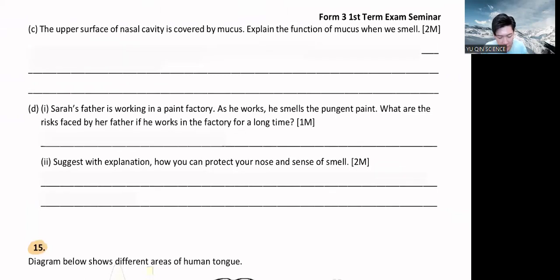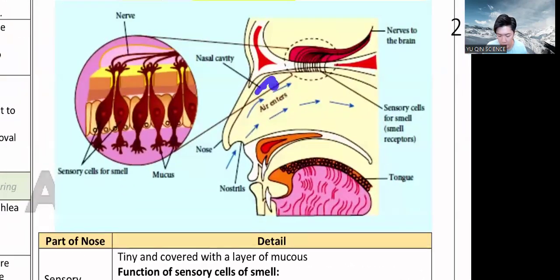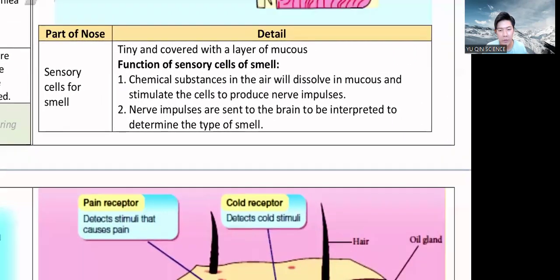So, question C, everybody. The upper surface of nasal cavity is covered with mucus. Explain the function of the mucus when we smell. Did we have that just now? The function of mucus is to dissolve chemical substances. But wait, how many marks?